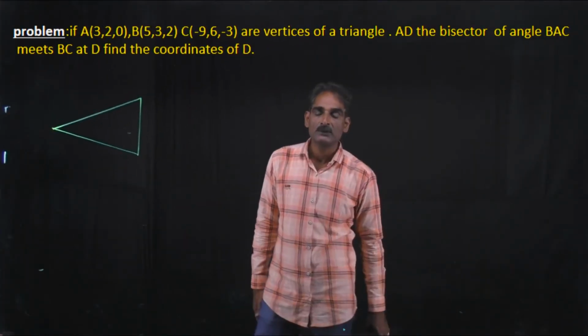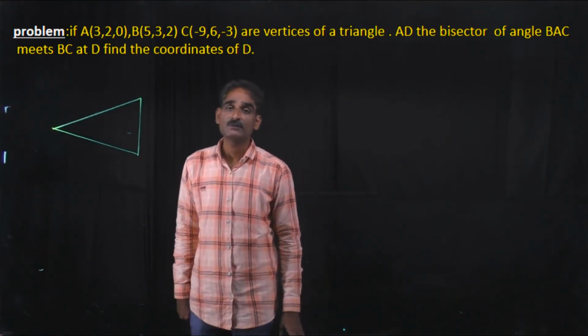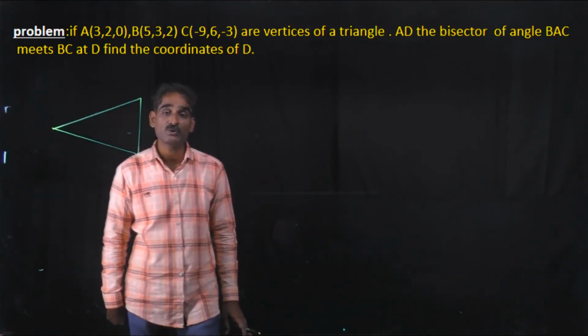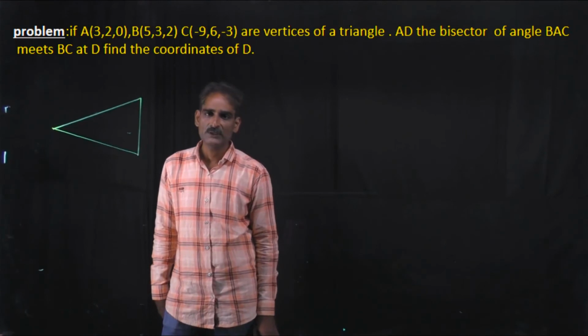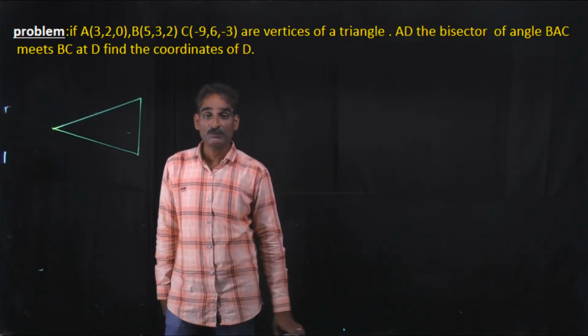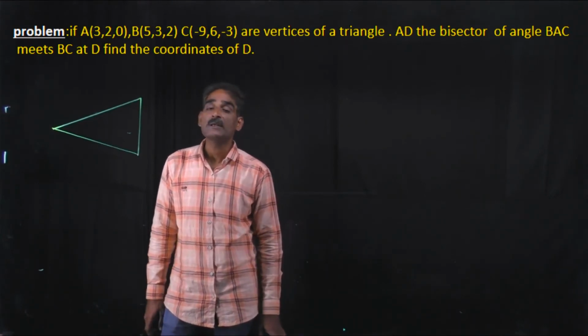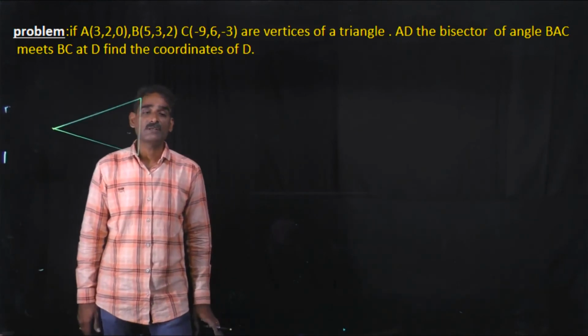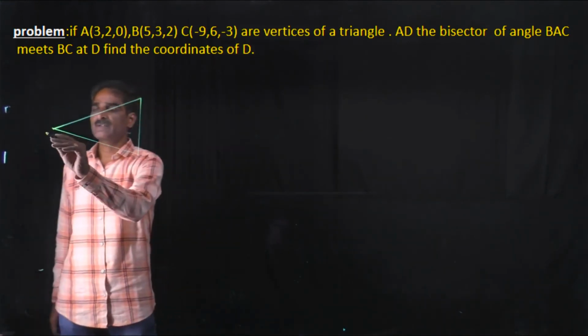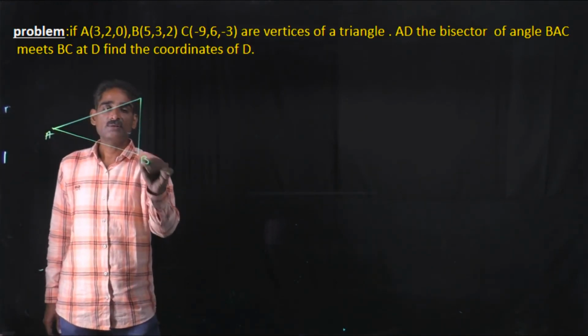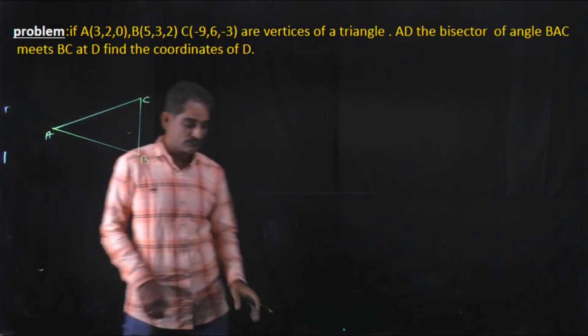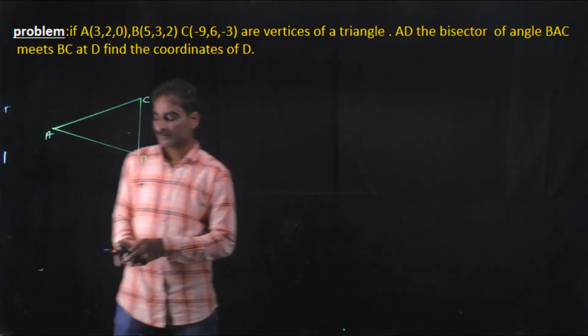Okay. See this problem. This is a different concept. We already discussed it in two-dimensional geometry. So it is very important from the objective point of view also. Here A, B, C are the vertices of a triangle.